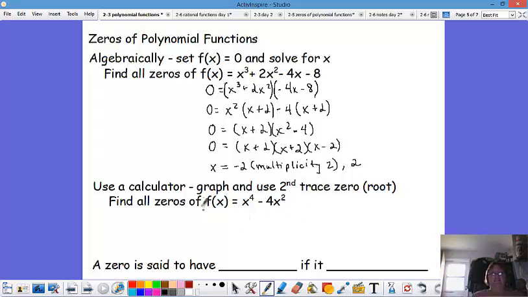A second method for finding zeros in polynomial functions is to use your calculator, although I would challenge some of you. This one is factorable if you want to give that a try. But I am going to pull up my calculator, and we'll look at that in just a moment.